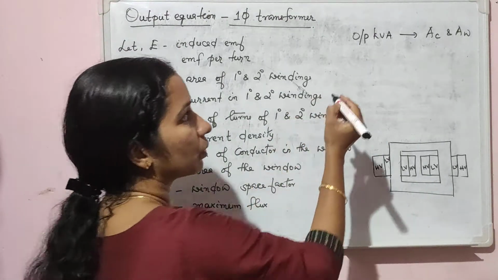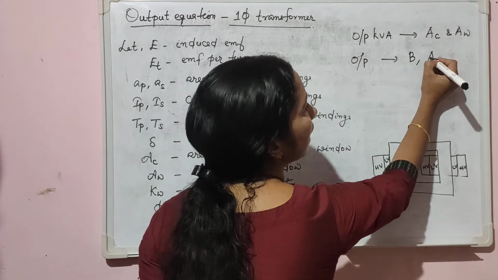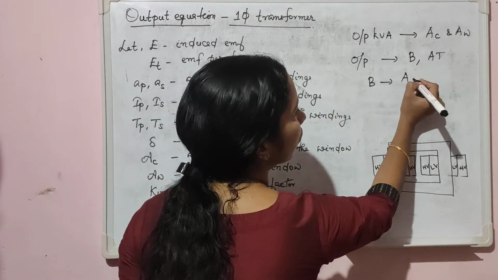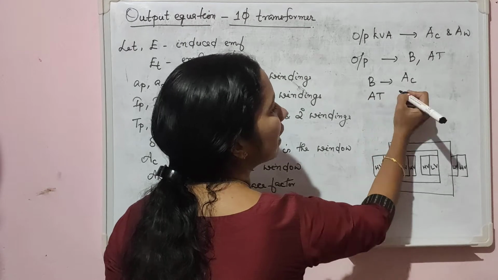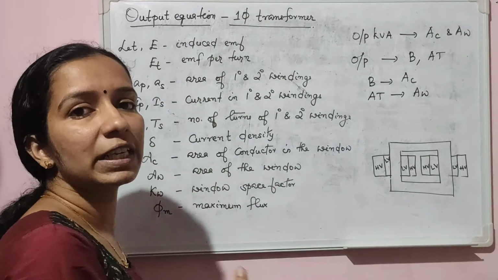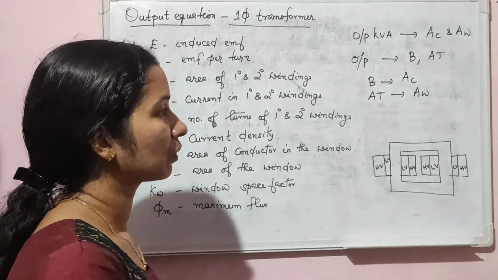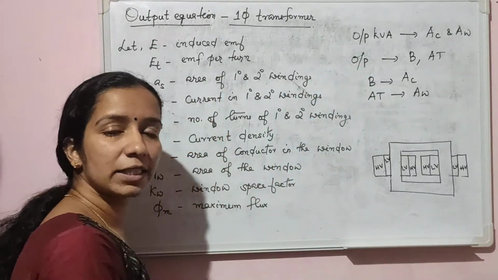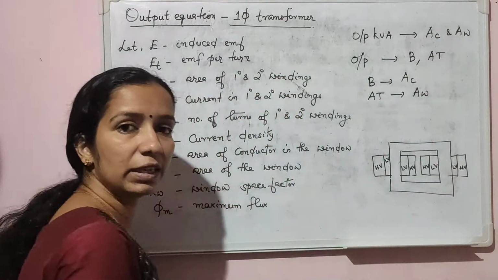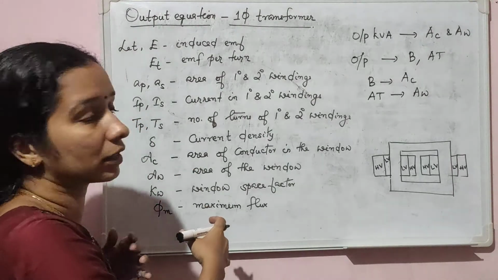window. So, we know that output of a transformer is dependent on the flux density and the mmf, ampere turns. The flux density is dependent on area of the core and the mmf or the ampere turns is dependent on area of the window. So we can say the output kVA of a transformer is dependent on area of the core and area of the window. So we have to derive an expression for the output kVA in terms of area of the core and area of the window. So before moving on to the derivation part, let us denote some parameters.